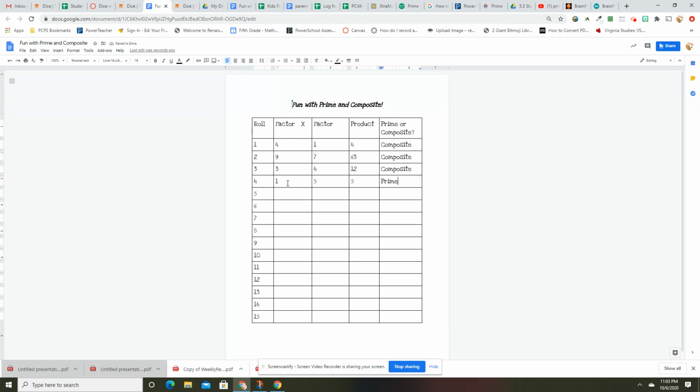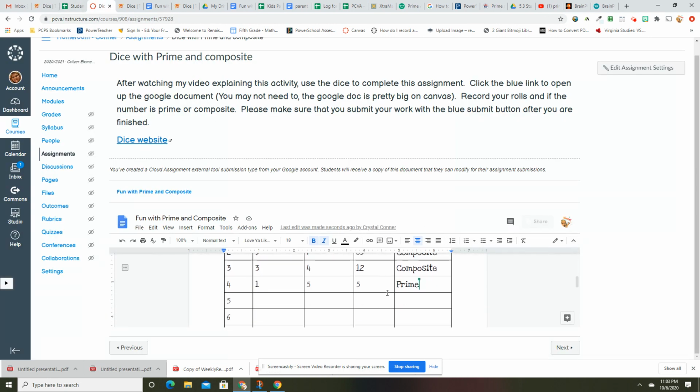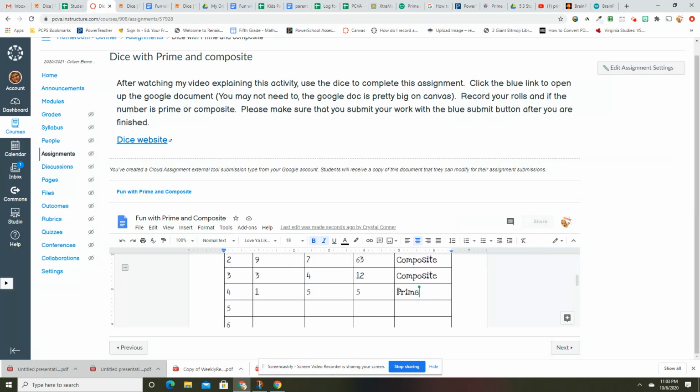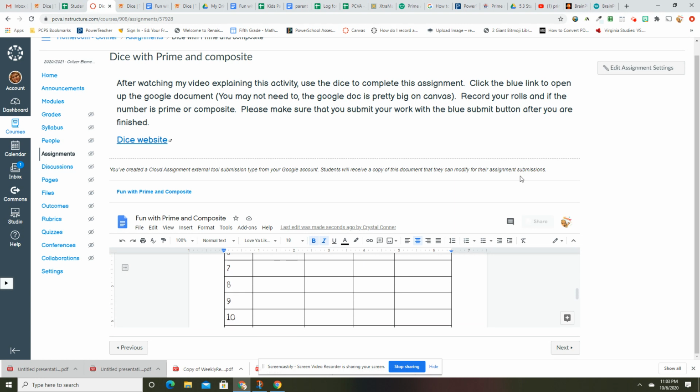Okay, so I think you probably get the idea. So fill that out all the way. You're going to do it 15 times, and then you'll toggle back. See, you guys know this now. You're pros at this. Then you will click the submit button after you're done, and then you are finished with that, and you will go on to your prime and composite exit ticket.